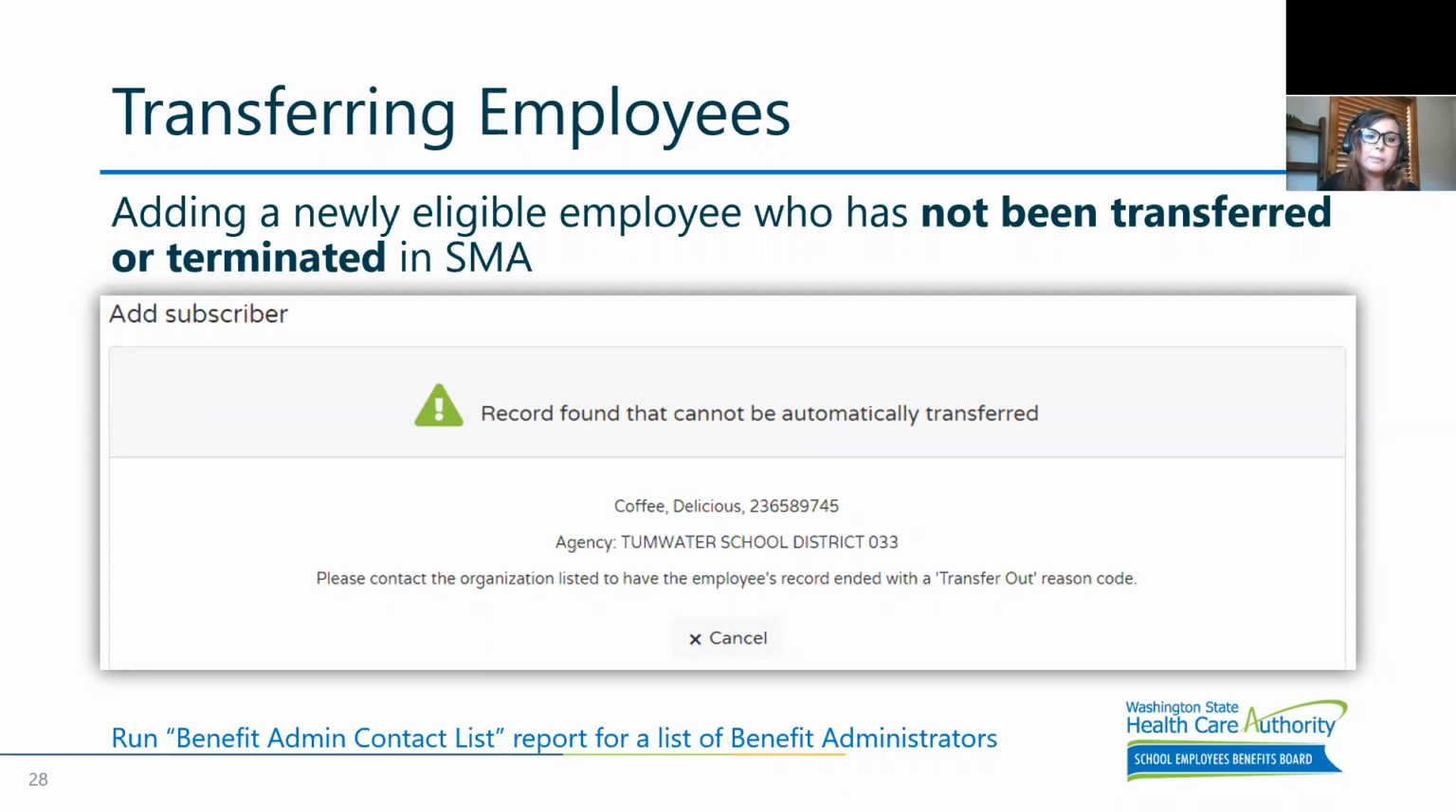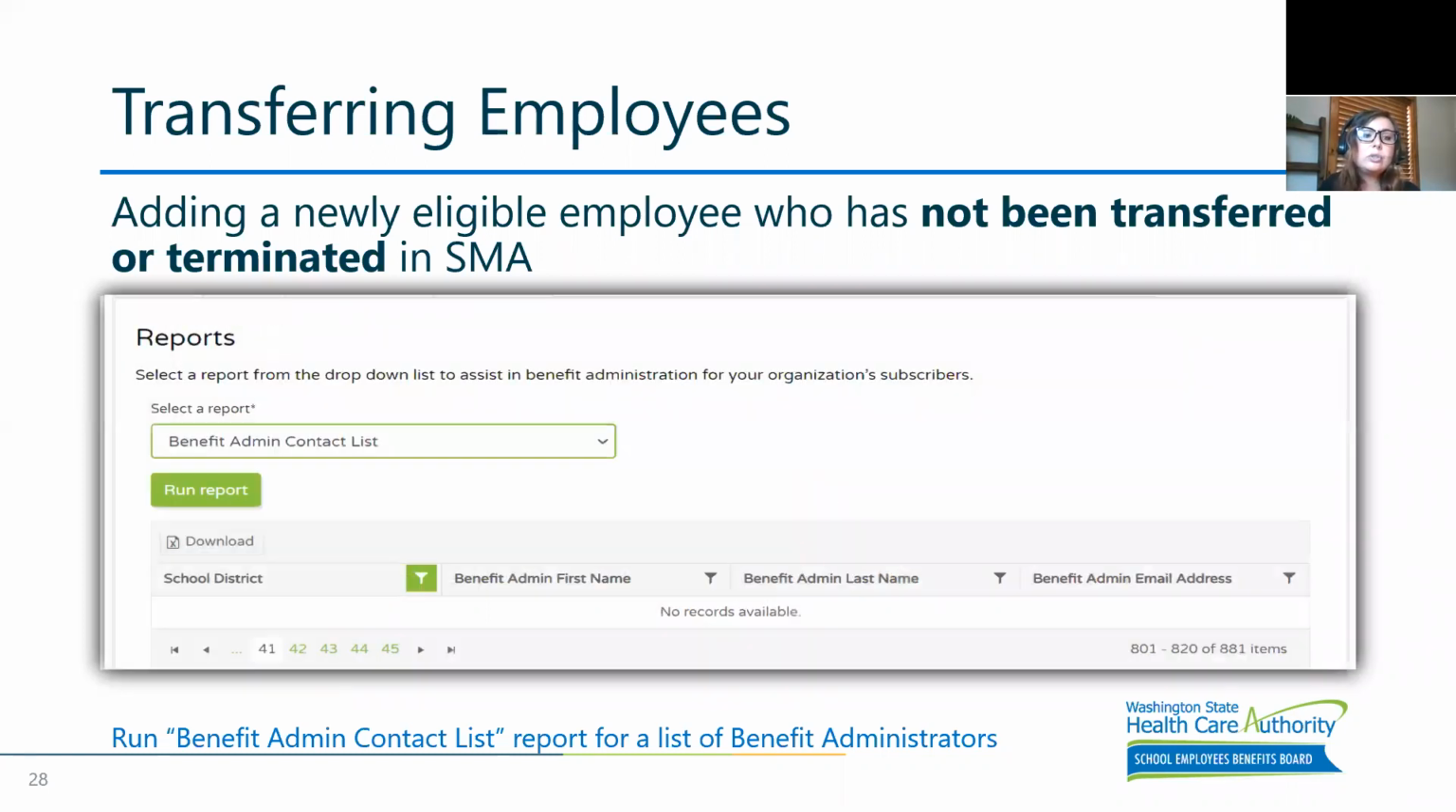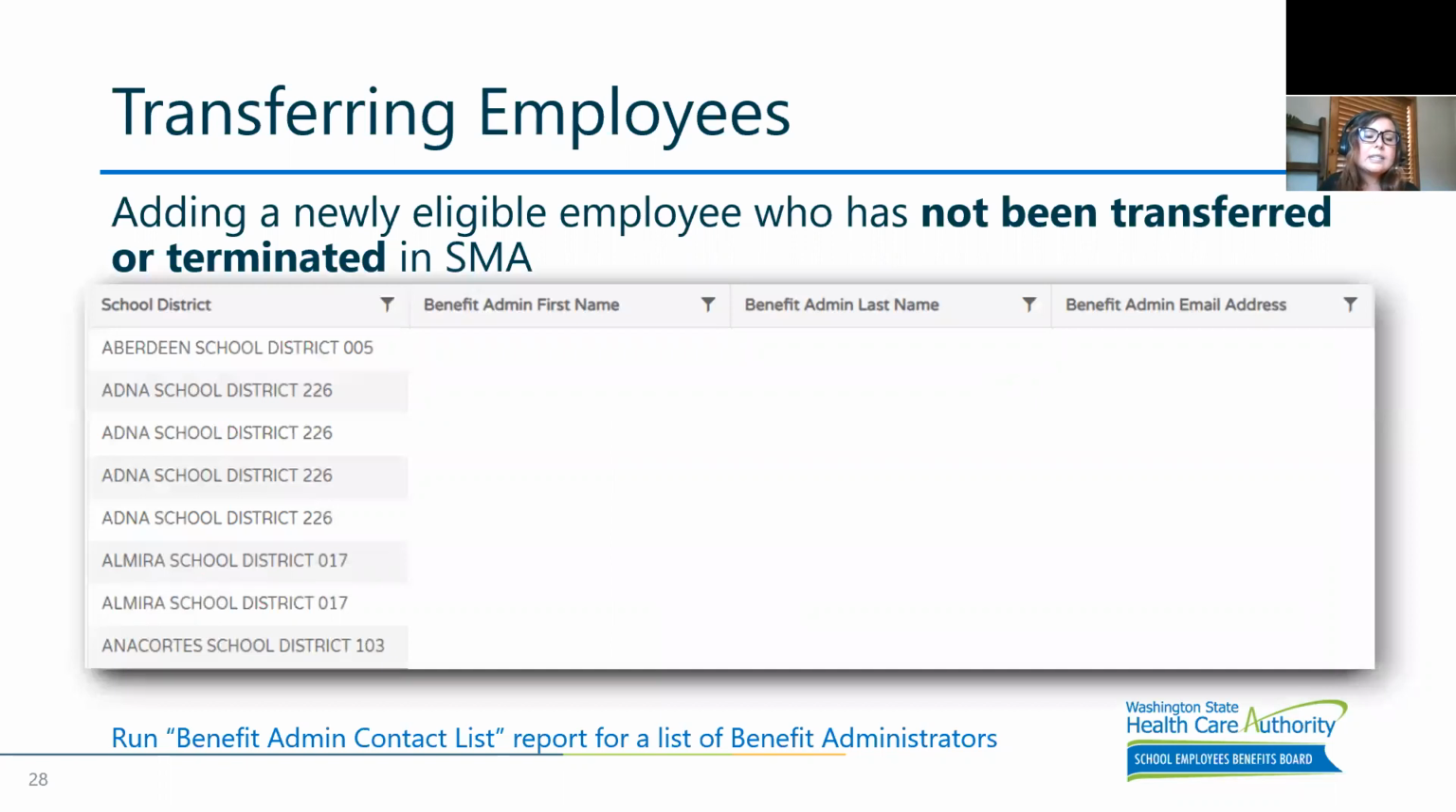So you would want to go to the reports tile button from your SEBB My Account admin dashboard. And then in the dropdown, you would want to select the report Benefit Admin Contact List. Once you click run report, it pulls up every school district that is with SEBB. They're all in alphabetical order, and then it has every benefit administrator who is listed for that school district. It has their first name, last name, and their email address. So you can reach out to one or multiple BAs with that district to let them know what they need to do so you're able to claim that new employee.